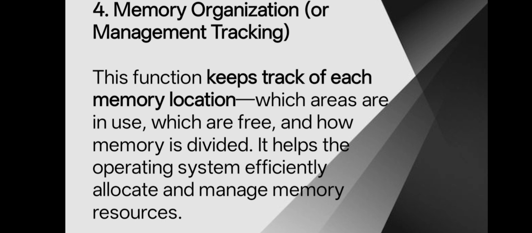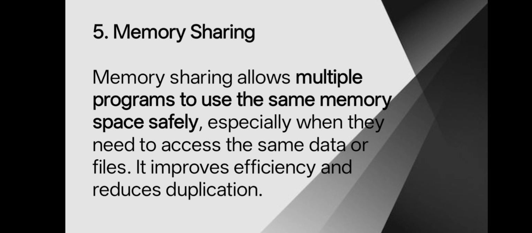Memory organization or tracking. This function keeps track of each memory location, which areas are in use, which are free, and how memory is divided. It helps the operating system efficiently allocate and manage memory resources. Memory sharing. Memory sharing allows multiple programs to use the same memory space safely, especially when they need to access the same data or files. It improves efficiency and reduces duplication.